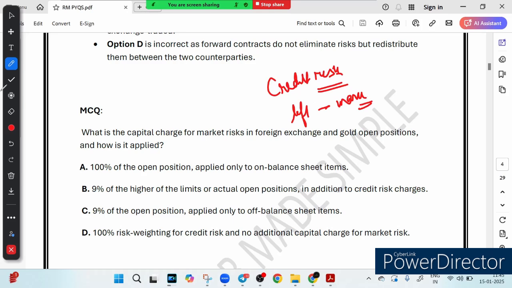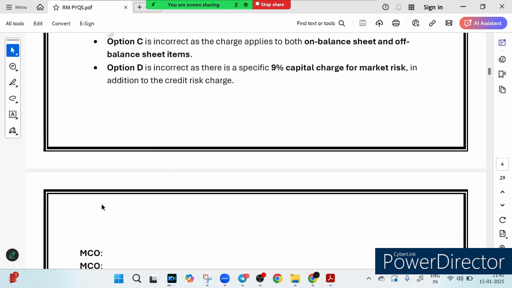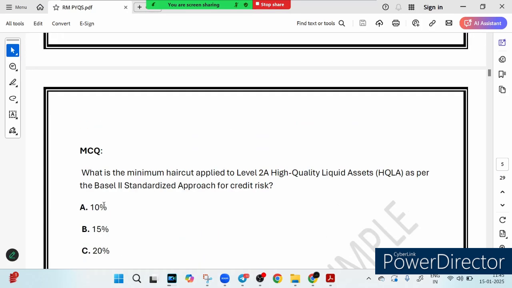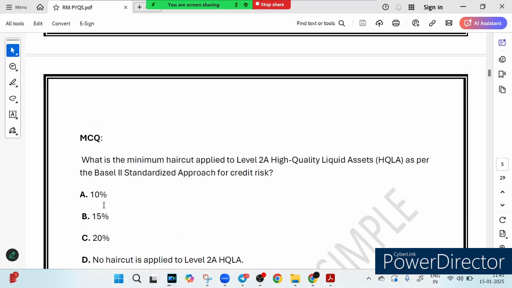Now let's move on to the next question. Very good question we are going to discuss now. Let's try to understand. The question is: what is the minimum haircut applied to level 2A high quality liquid assets as per the Basel II standardized approach for credit risk?